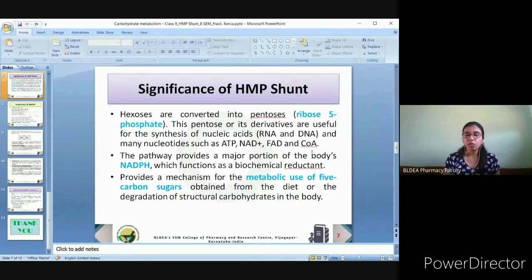And also many nucleotides such as ATP, NAD+, FAD and coenzymes are synthesized by utilizing the same ribose 5-phosphate, because ATP, you know, is also a basic part of RNA and DNA.